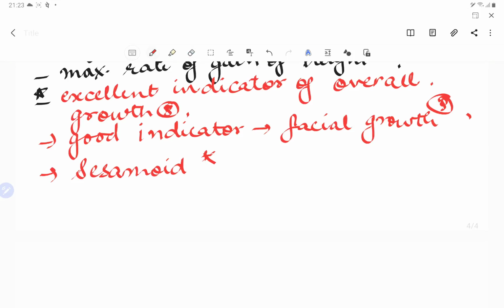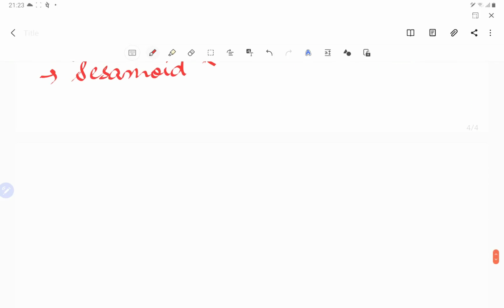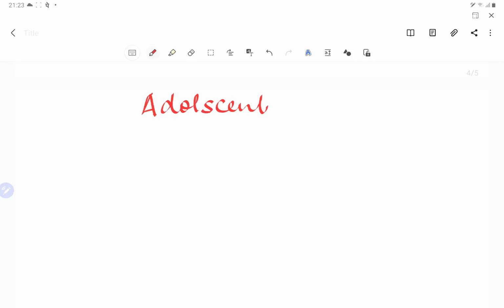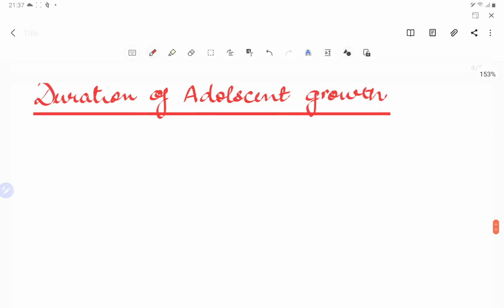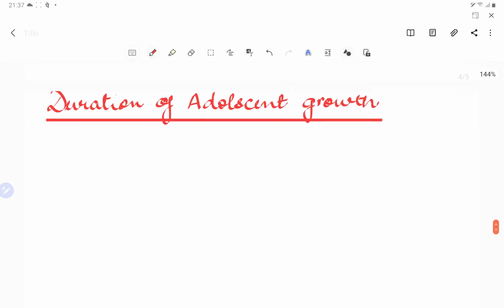Now that we understand the peak height velocity, we can go through the duration of adolescence. The duration of adolescent growth is different for boys and girls, and we have got 4 stages. So on this side we are going to write boys, and here the girls.